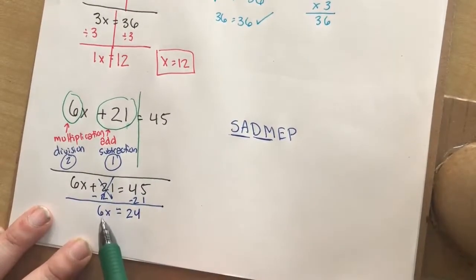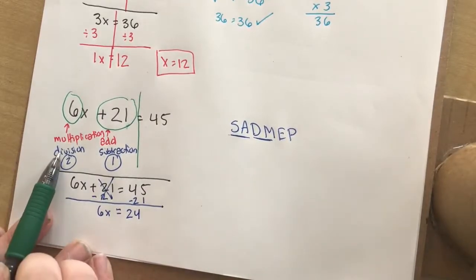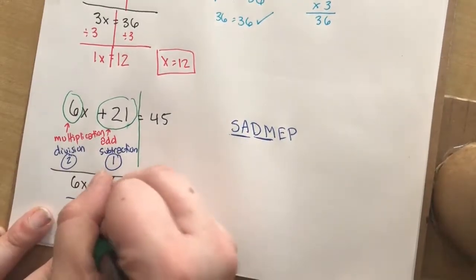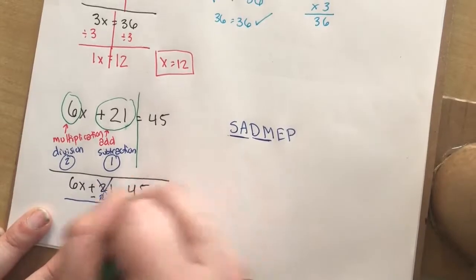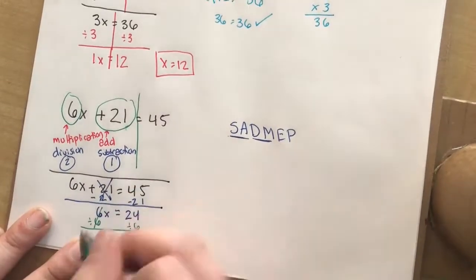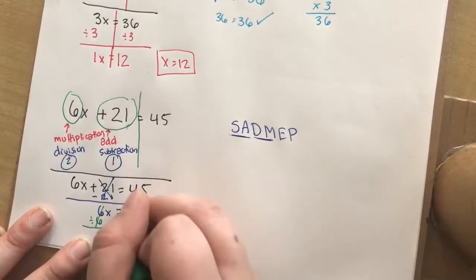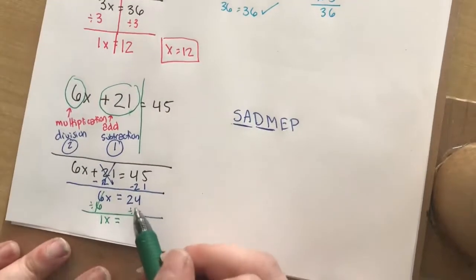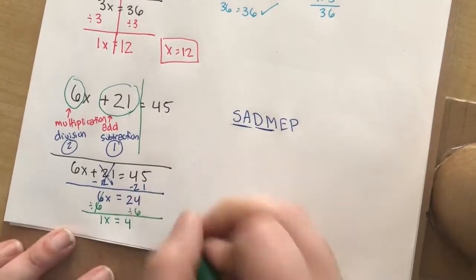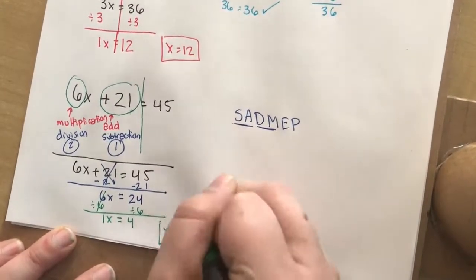Now I need to get rid of this guy. I already know how to get rid of it with division. So I'm going to divide by 6 on both sides. 6x divided by 6 is just 1x. That's an equals. 24 divided by 6 is 4. So I have x equals 4.